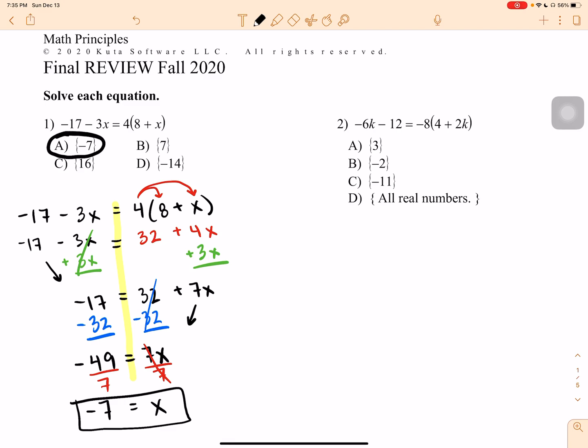Okay, so number 2, same exact thing. I need to solve that for the variable. So negative 6k minus 12 equals negative 8 times 4 plus 2k. And just always be careful if you're rewriting your problems onto another piece of paper somewhere, always double check that you wrote it down correctly. I see students accidentally write a negative for a positive or a positive for a negative, and then it really messes up their whole problem.